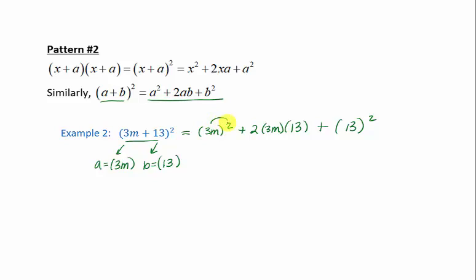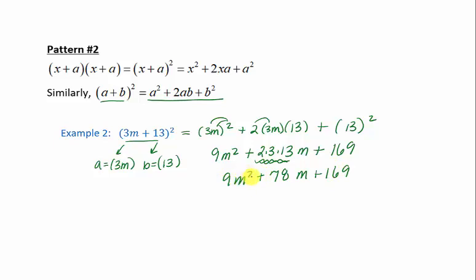So when I square the 3, I get 9m squared plus 2 times 3 is 6, times 13 is 78. So when you do this, you're going to attach the m, plus 169. So this is going to turn into 9m squared plus 78m plus 169. Okay, there's our final result.